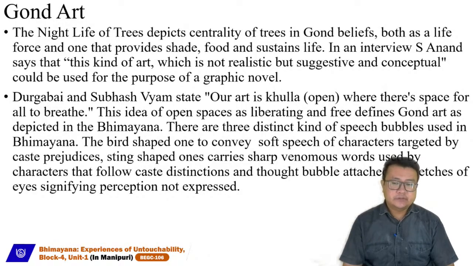There are three distinct kinds of speech bubbles used in Bhimayana. The bird-shaped one conveys the soft speech of characters targeted by caste prejudices. Sting-shaped ones carry sharp, venomous words used by characters that follow caste distinctions. And the thought bubble attaches to sketches of eyes, signifying perception, not expression.